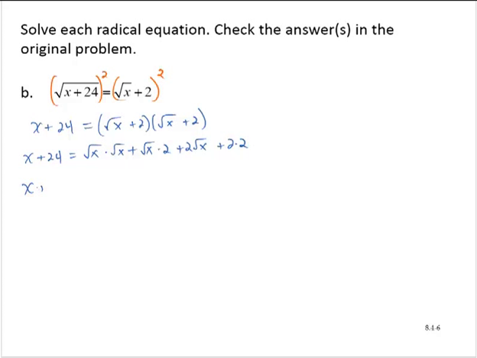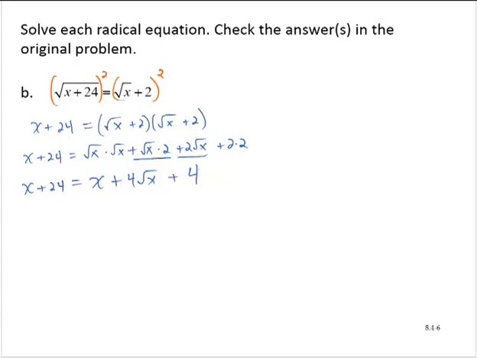So now x plus 24 is equal to, well, the square root of x times the square root of x is x. Then I have a 2 square root of x and another 2 square root of x. So that's plus 4 times the square root of x. And 2 times 2 is 4. So now I look at this equation, and I see there's still a radical. There's still that square root of x. So now I have to repeat the process.